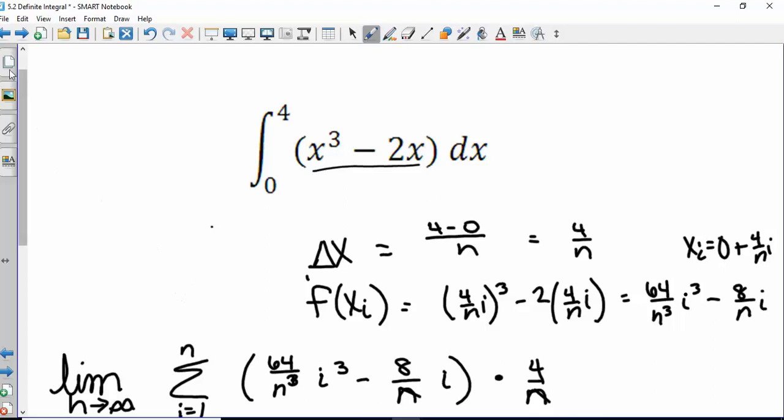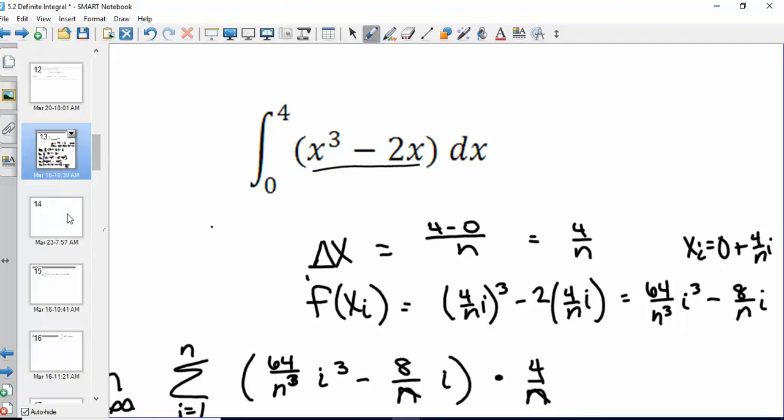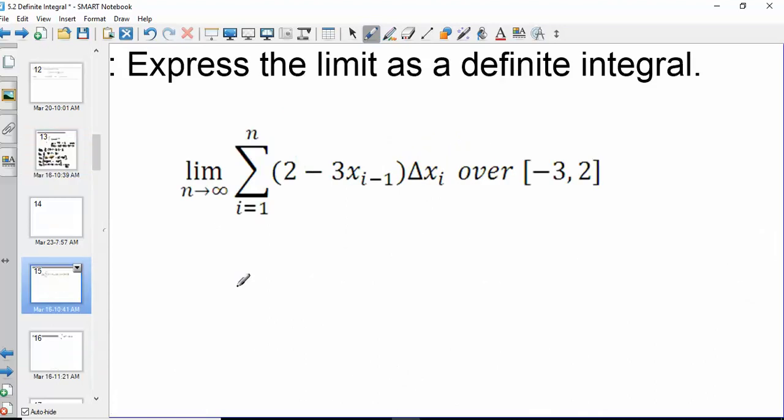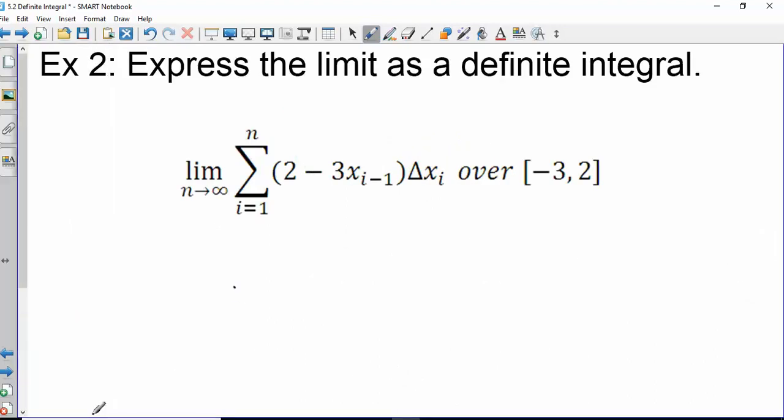Questions on that one? Okay. So we're trying to get comfortable with both notations and going back and forth. So if I asked you to write this as an integral, I'll give you a second to write it down since I failed to print for you.